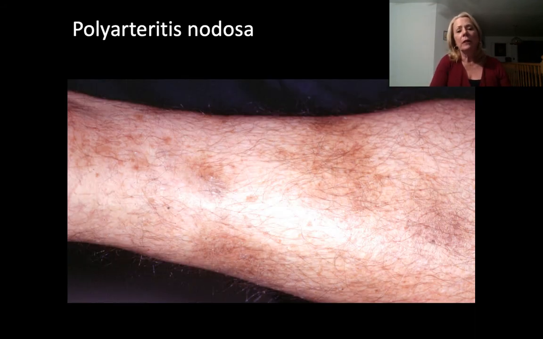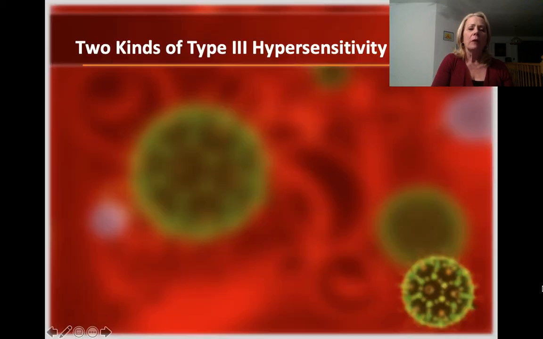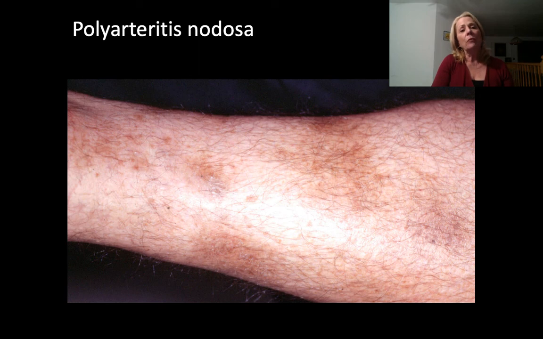So this is a picture of polyarteritis nodosa, and what happens is you see these erythemas, or this redness. It kind of looks brown in this picture, but there's a lot of redness throughout the skin, and that's from the blood vessels. And by the way, these blood vessels are breaking down. There's a higher risk of a thrombus also developing in these, and so this is potentially very dangerous for the patient.